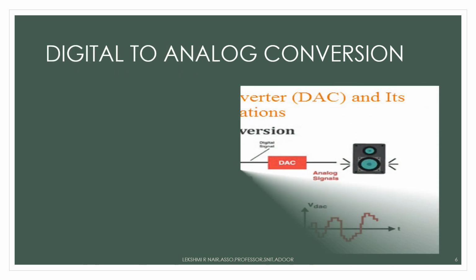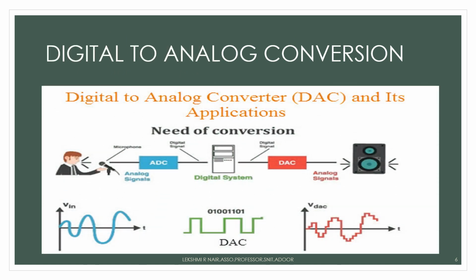Now, let's look at an example of digital to analog conversion. Here we can see one person talking into a microphone. So this is a voice signal. The microphone will convert this voice signal into an electrical signal. So here an analog signal will be formed which is proportional to this voice signal.